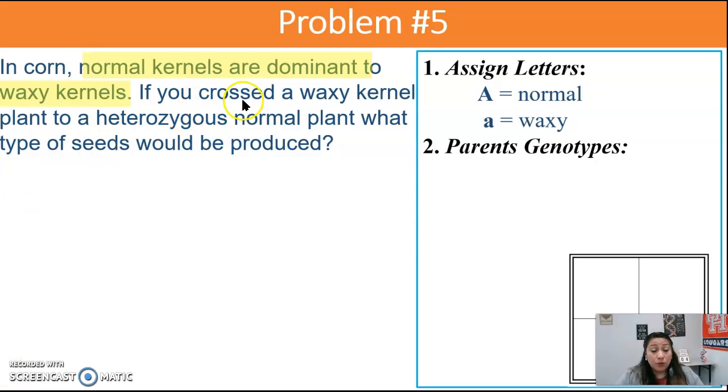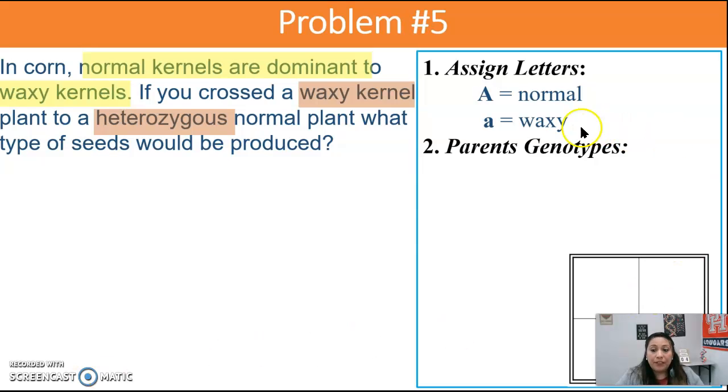Now, it says, if you crossed, that's an indication that it's about to tell me what the parents have or what they look like. So it says that we have a waxy kernel plant. I'm going to highlight that. And we're going to cross it to a heterozygous normal plant. Now that I've highlighted this, I'm going to use it to type in my genotypes.